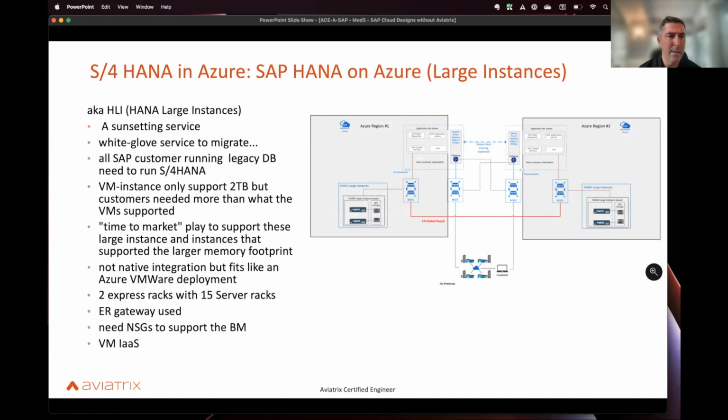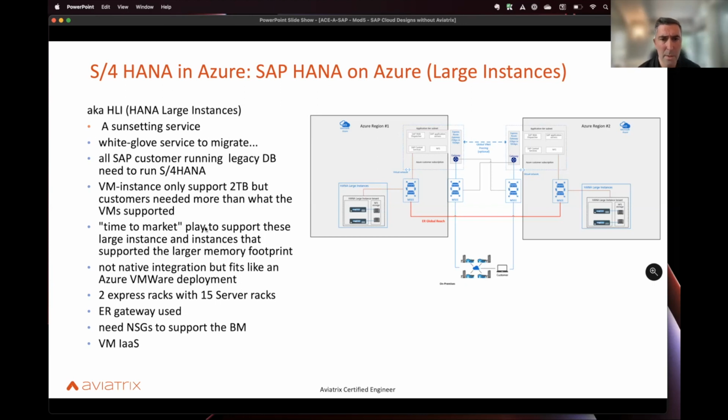And then we have this thing called HANA large instances. This was actually a sunsetted service. If you go through the Azure architecture, this was a scenario when Azure did not have the in-memory VMs. Remember, we talked about HANA databases and these instances requiring very large memory. Some of those instances were not available in the Azure portal. So what Azure offered as a stopgap in the interim was what's called HANA large instances. That's a sunsetting service where they effectively gave you bare metal.